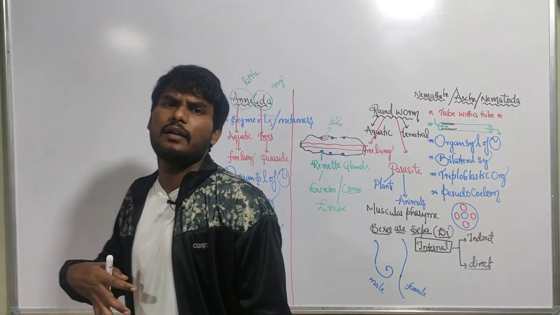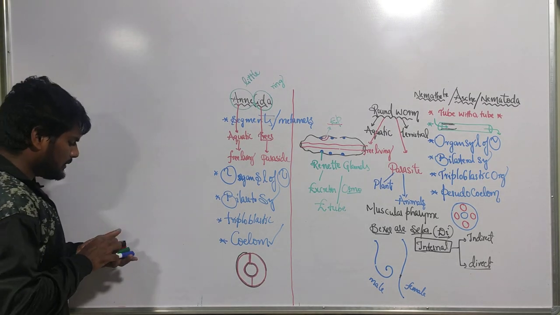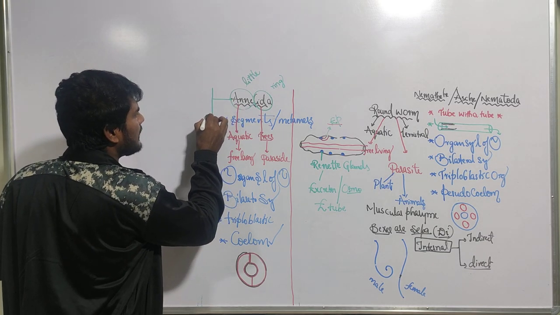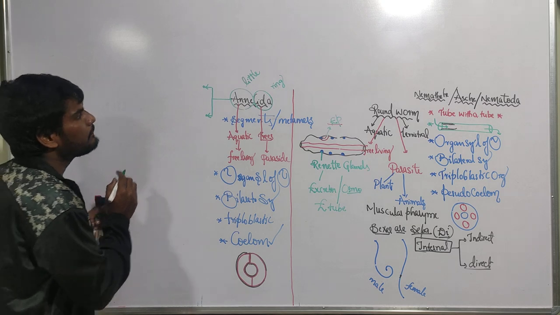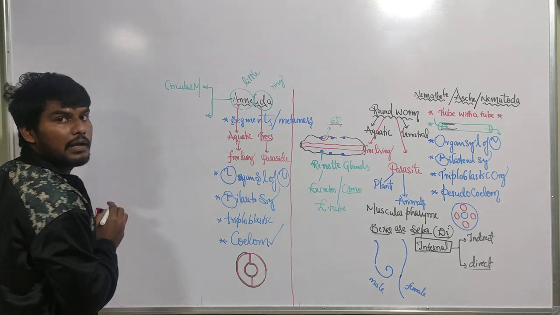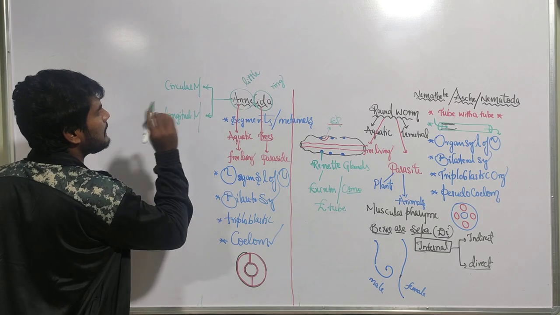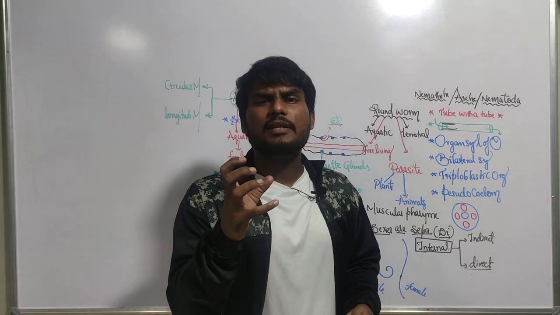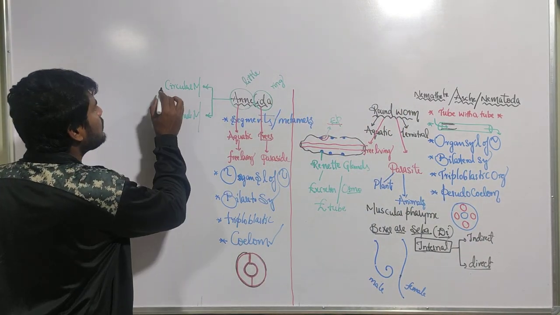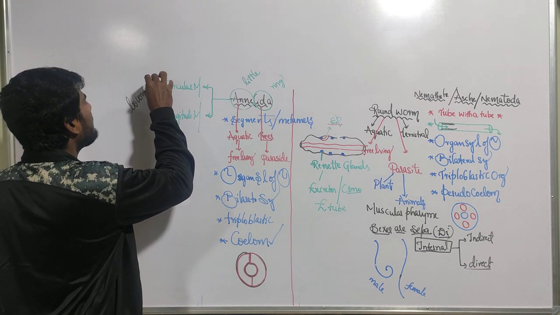The first six or seven lines, all this. Next, annelids. One example is earthworm. Annelids contain two types of muscles. What are the two types? Number one is circular muscle, and number two is longitudinal muscle. The body wall contains these muscles, and they help in locomotion.